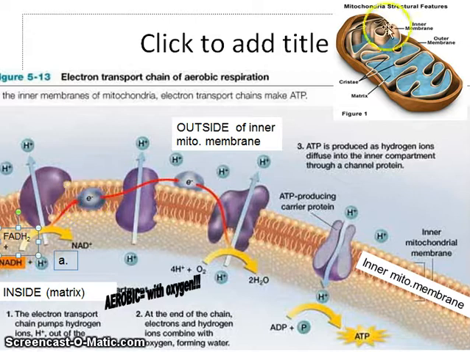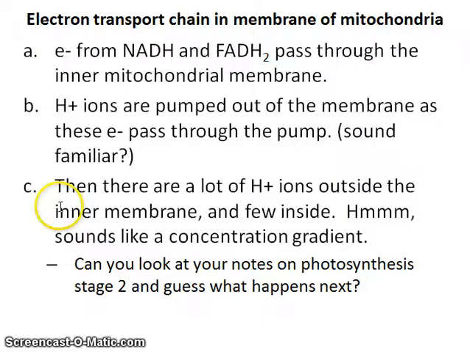Remember, we're in the mitochondria. Never forget where we are. So that's letter A. So we started electrons out here, and this is the action that will start the whole thing. In letter B, we have hydrogen ions being pumped out of the membrane as electrons pass through the pump.